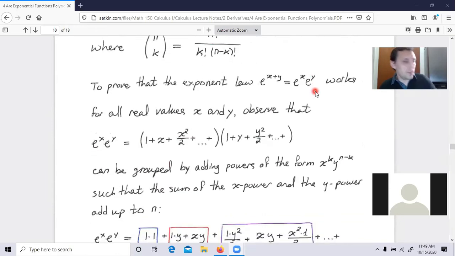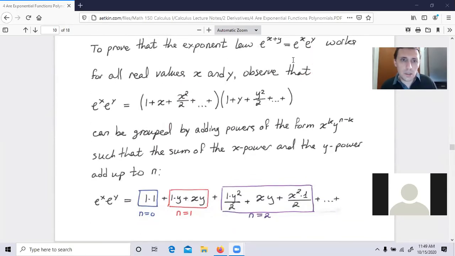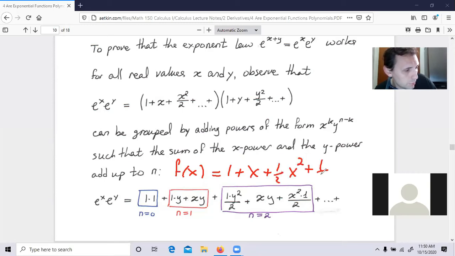Okay, so my point is this, right? I solve this equation, derivative of a function equal to the function, and the function at 0 equals 1. When I solve this equation, I can solve it without any reference to exponential functions. And I find that the function, without any reference to exponential functions, is equal to 1 plus x plus 1/2 x squared plus 1/6 x cubed and on.